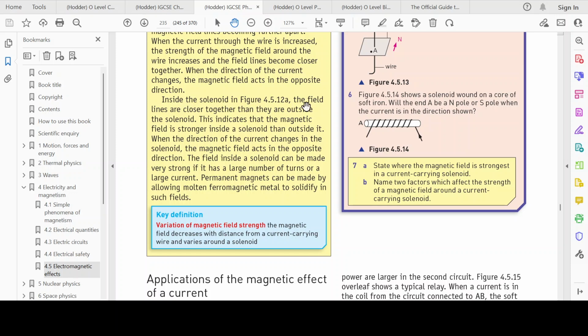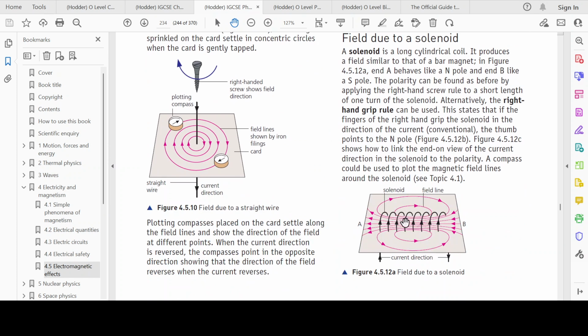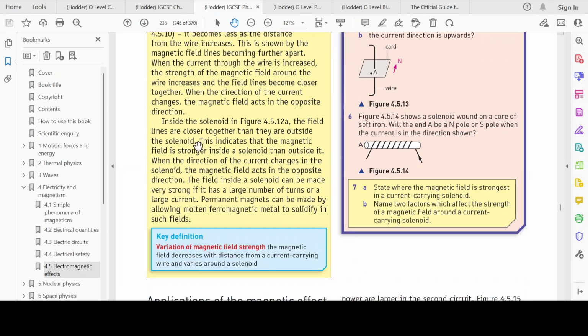Inside the solenoid, the field lines are closer together than they are outside the solenoid. So inside over here, that's the part inside the coils, you can see that the field lines are closer together. Outside, they're further apart. Why? Because there are so many turns of the coil that there's more current, and so there's more magnetic field inside than the effect of the current on the outside. This indicates that the magnetic field is stronger inside the solenoid than outside it. When the direction of the current changes in the solenoid, the magnetic field acts in the opposite direction.